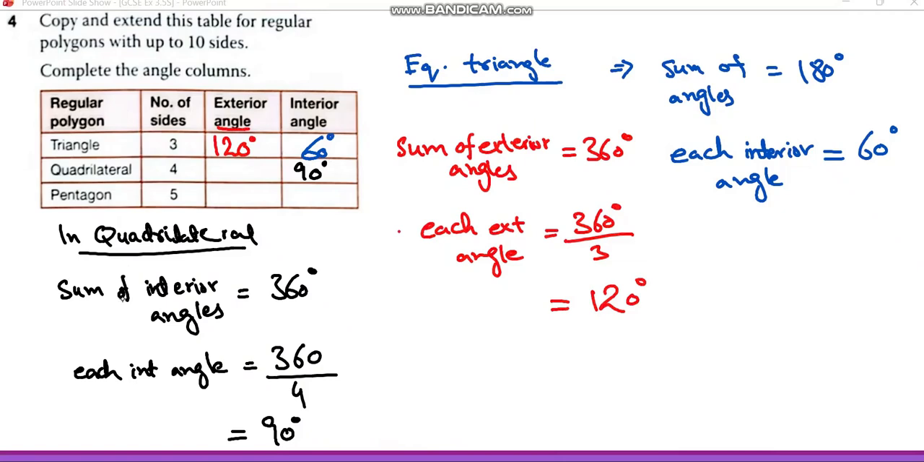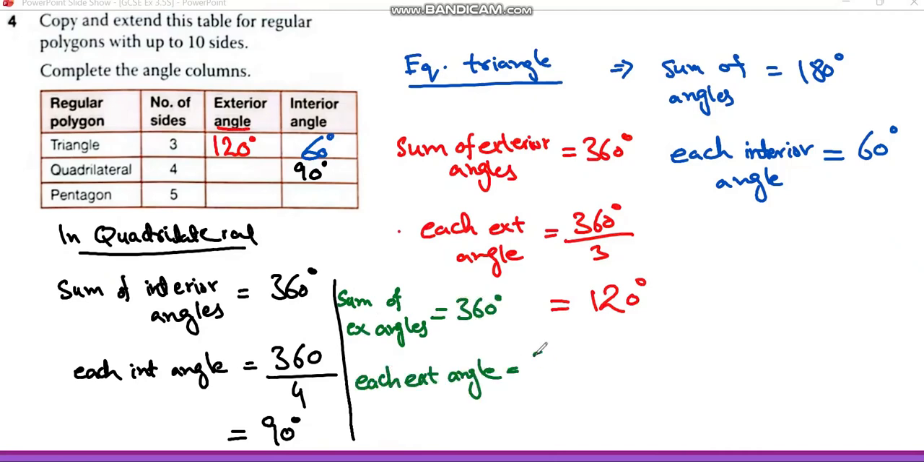Now to get the size of each exterior angle, the sum of all exterior angles in each polygon will be 360. So we can again divide 360 by 4 to get the size of each exterior angle. It is the same working for the quadrilateral, because the sum of exterior angles will be 360 and each exterior angle will be 360 by 4, meaning 90 degrees. So here the size of each exterior angle and interior angle will be 90 degrees. So it's a special case.